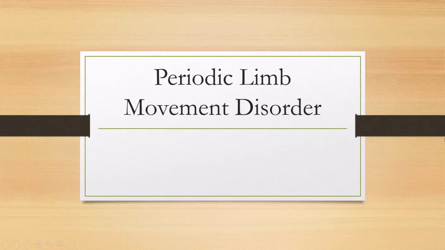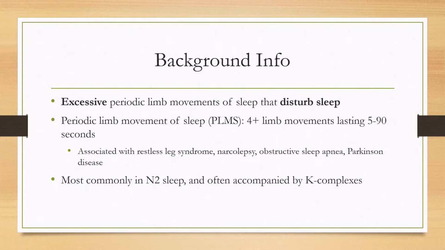Let's talk about periodic limb movement disorder. So there's a distinction to be made between periodic limb movements of sleep and periodic limb movement disorder. So periodic limb movement disorder is a disorder of excessive periodic limb movements of sleep that disturb sleep. The disturbing sleep part is very important because that's what characterizes it as a disorder. Otherwise, periodic limb movements of sleep can be normal and seen in older adults.